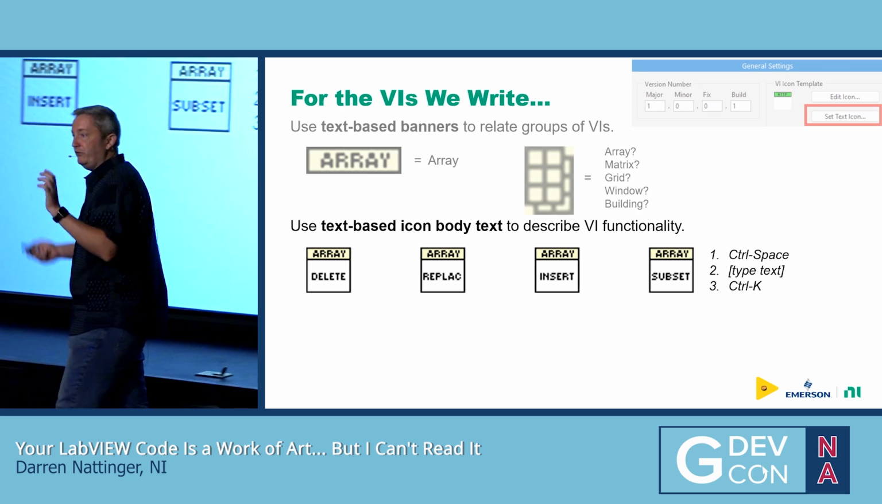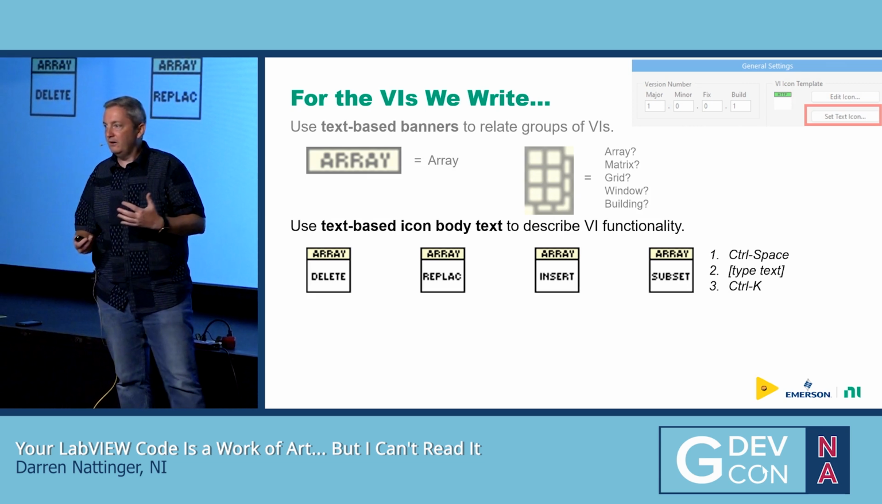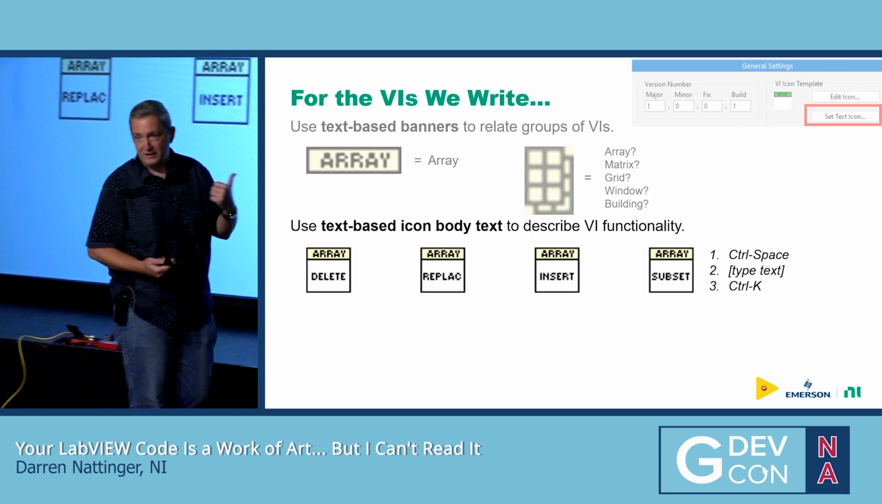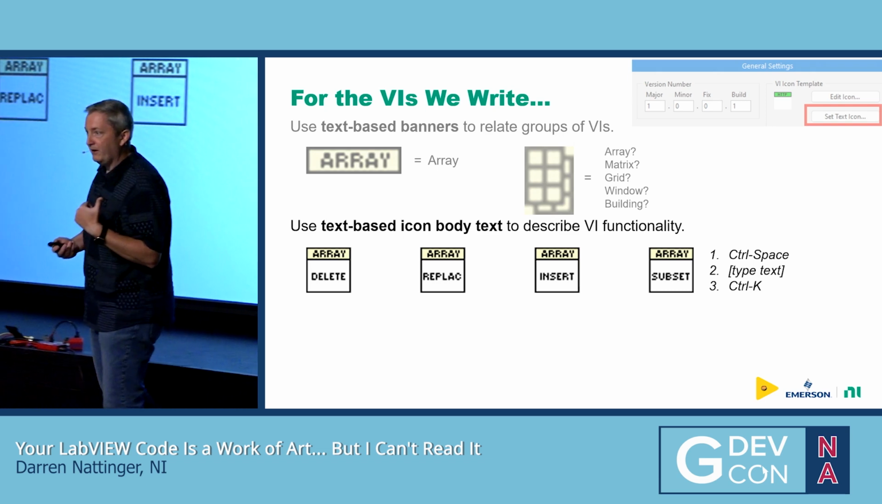use Ctrl+Space, type something, Ctrl+K to give your VI a text-based icon. If y'all are not familiar with that Quick Drop plugin, it has changed my life in the past couple of years. I almost never go into the icon editor anymore.